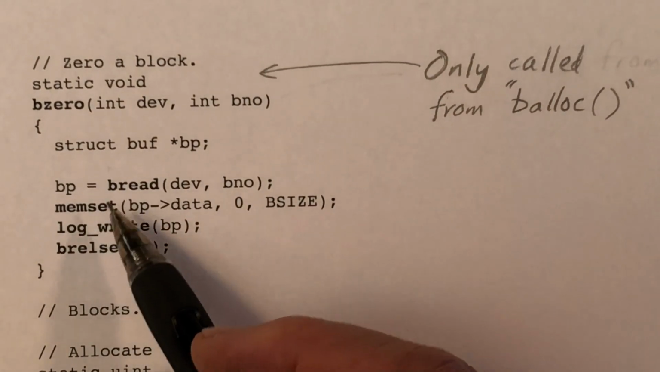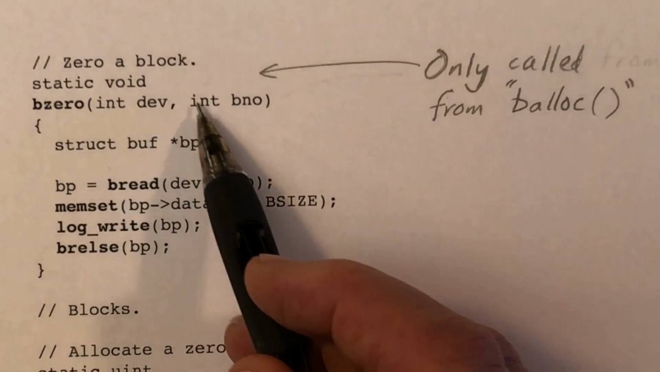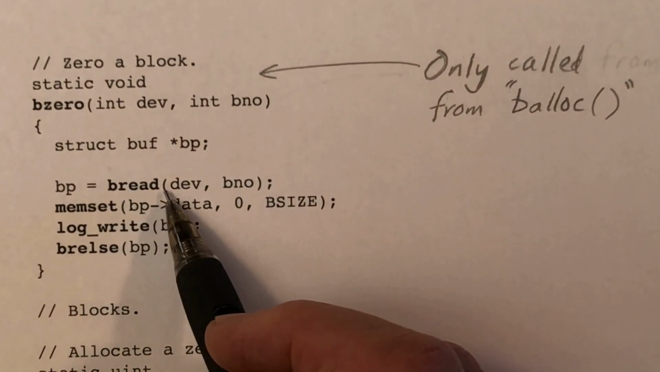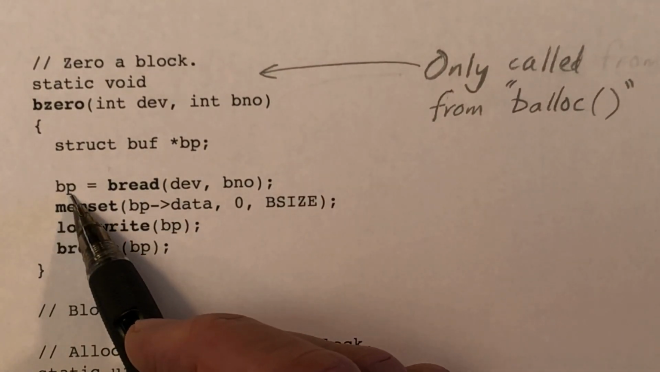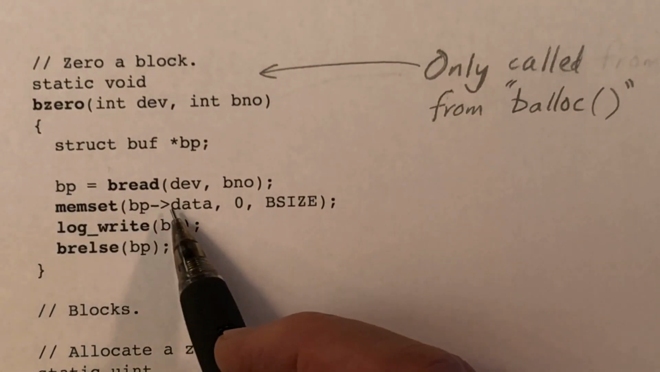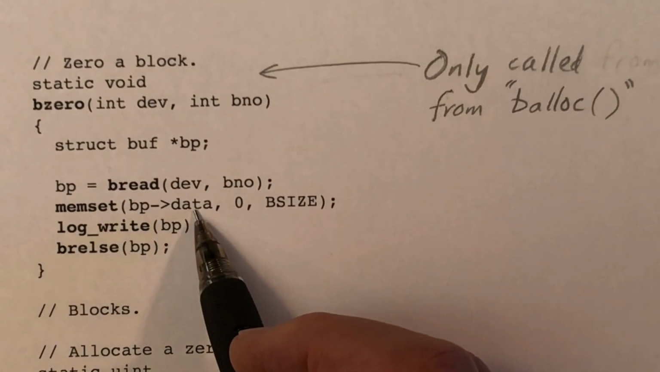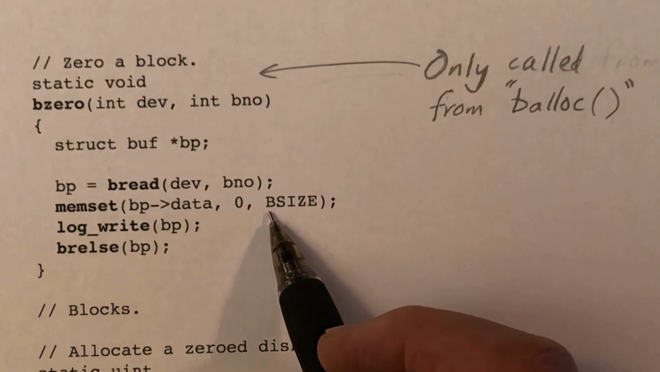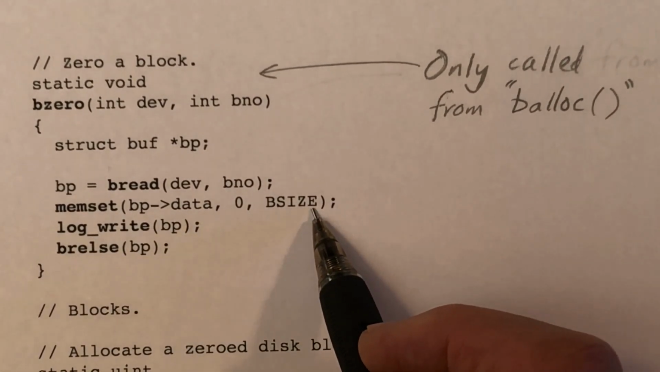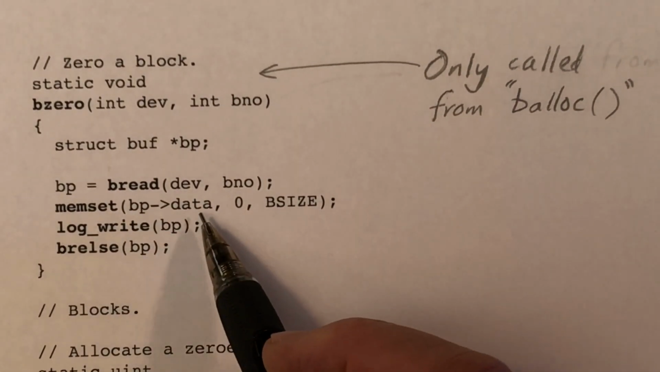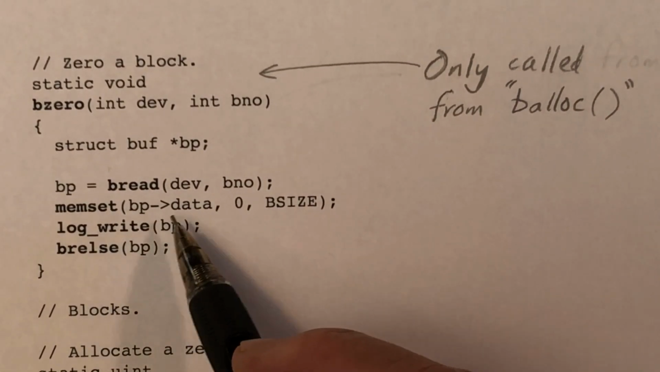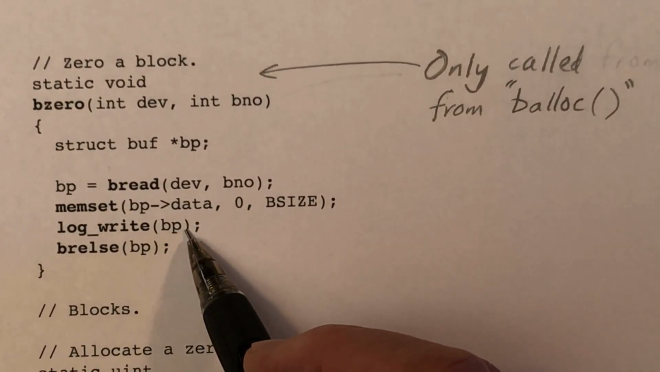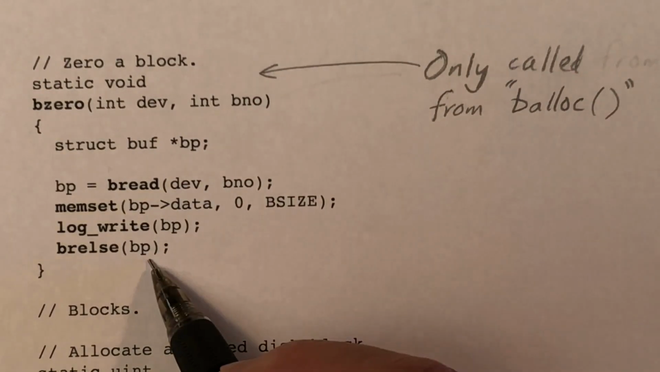But what it does is it is passed the block number, okay, and it reads that block, getting a buffer pointer to the buffer that contains that data. And here we are updating the data, and in fact we're using this function memset to move a bunch of zeros. How many zeros? Well, the block size is 1024. So we're moving that many 0 bytes into this data area, and then we're writing that block back to the disk. And finally, we're releasing that buffer.